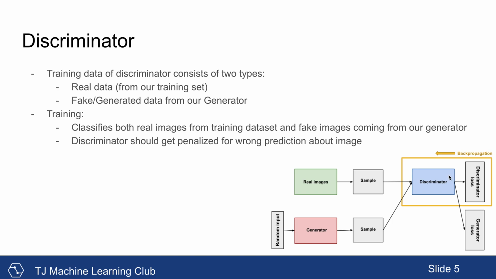And during training, what we basically end up doing is conducting backpropagation from this discriminator loss backwards onto the discriminator, right? So we adjust the weights of the discriminator according to this loss function.